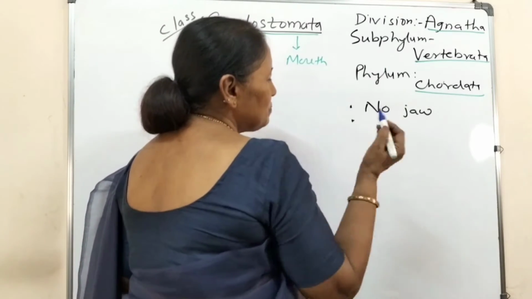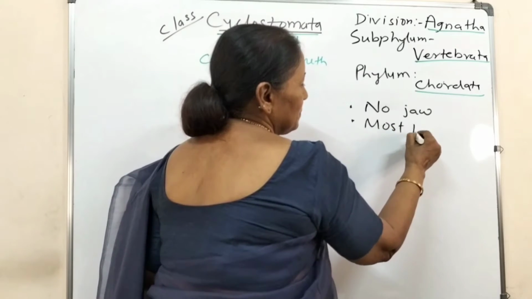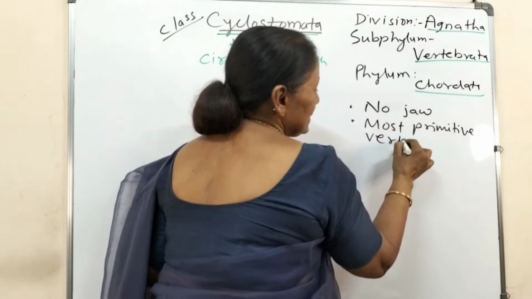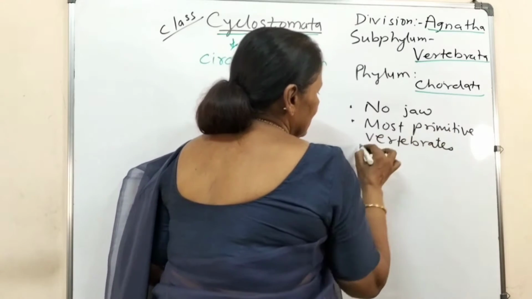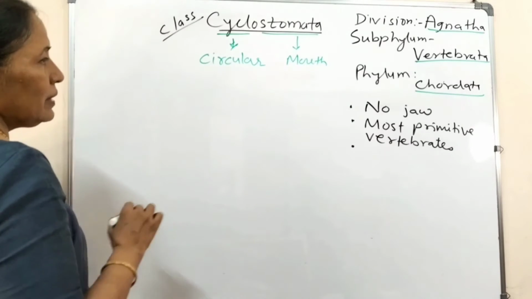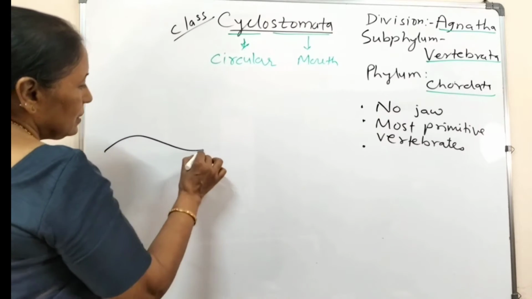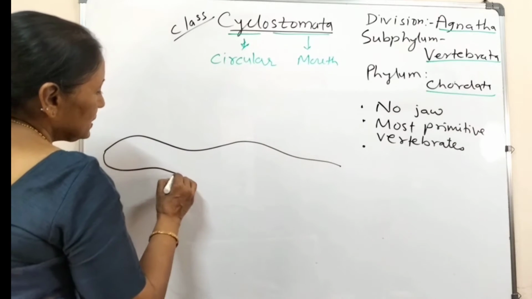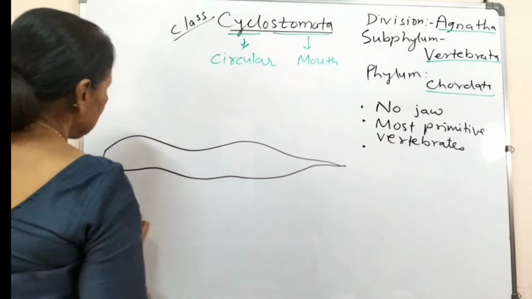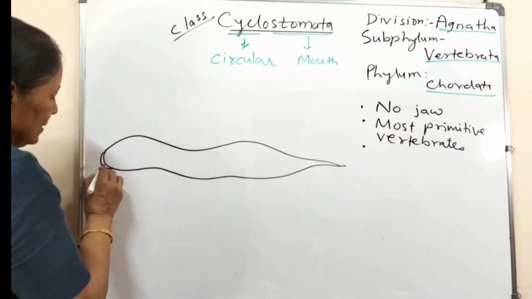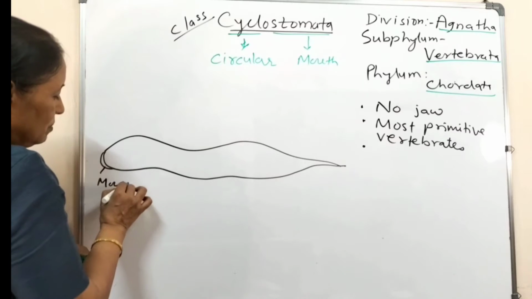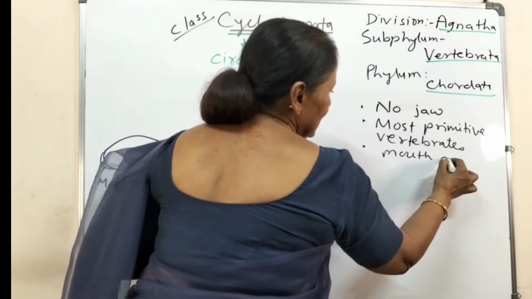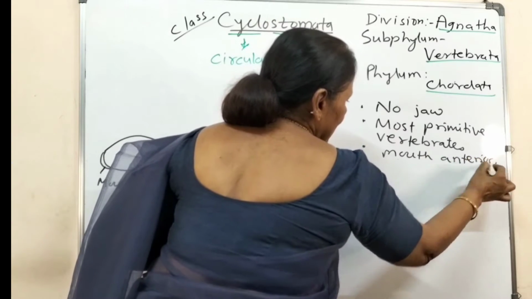These are the most primitive vertebrates. Then if we see the diagram, we understand the properties better. This looks like a fish, but it is not a fish. Here, anteriorly situated, this is the mouth. So the mouth is anterior and circular.